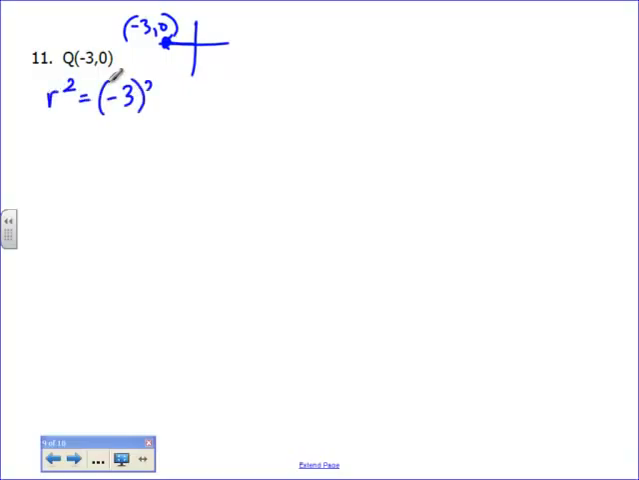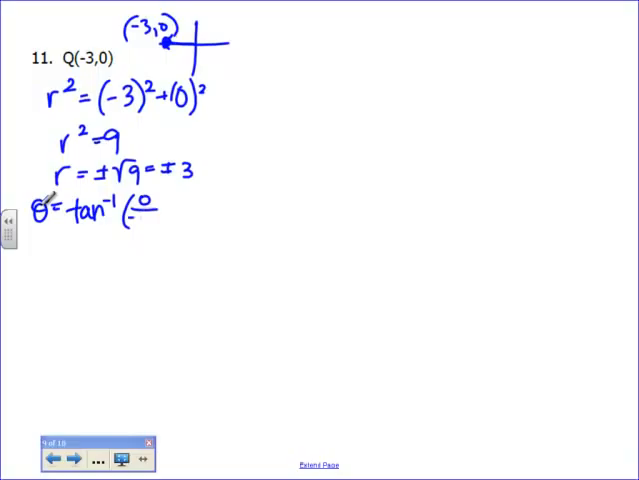X squared plus y squared. You're going to get 9 as r squared. When you take the square root, you get plus or minus the square root of 9, which is plus or minus 3. So I know my radius is plus or minus 3. Then I have to think about my angle. My angle is going to be that inverse tan of your y over x. Inverse tan of 0.